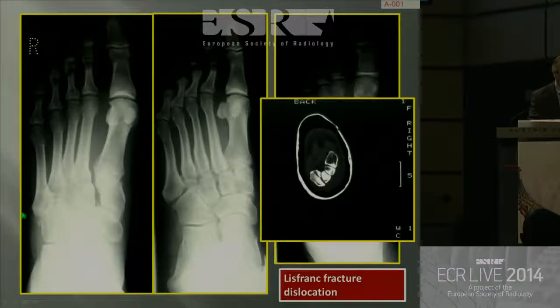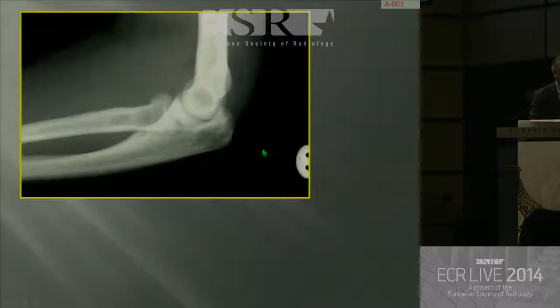Look at the soft tissue swelling. If you see soft tissue swelling in this region and there's been a significant injury and you can't see anything, go on and do a CT, because you can be caught out by a Lisfranc fracture.